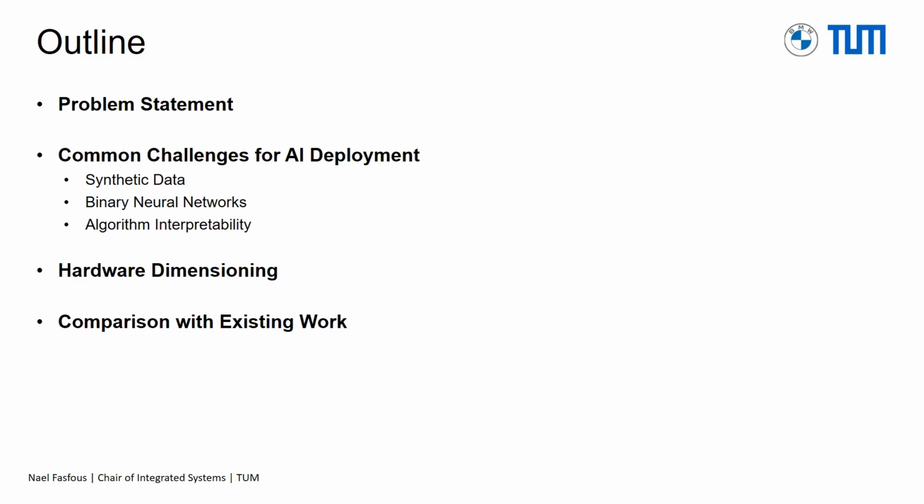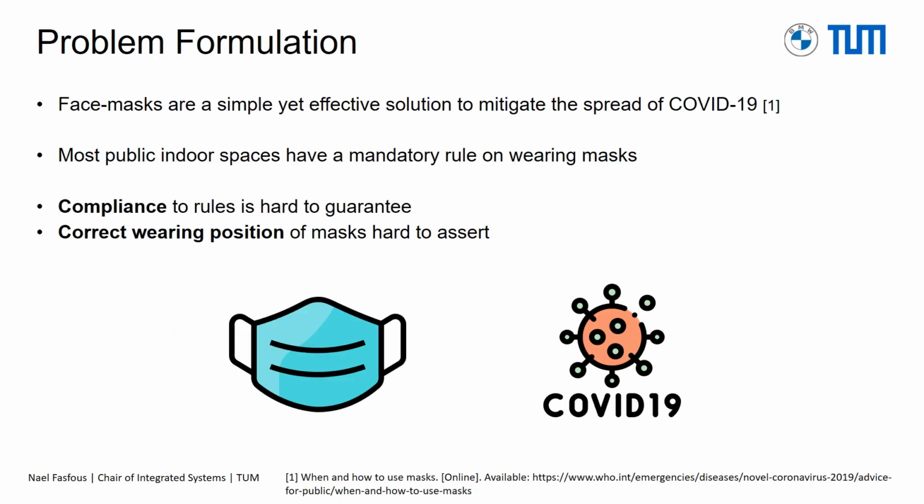Then we will discuss how we dimensioned 3 different prototypes of BinaryCoP, and we will compare with existing work that's tackling the same problem. So face masks have been proven to be an effective solution to mitigate the spread of COVID-19. And in most public indoor spaces, there are already mandatory rules on wearing these masks. However, the problem is to guarantee the compliance with these rules, and also it's hard to assert that people are wearing the masks correctly, which is very important to their function.